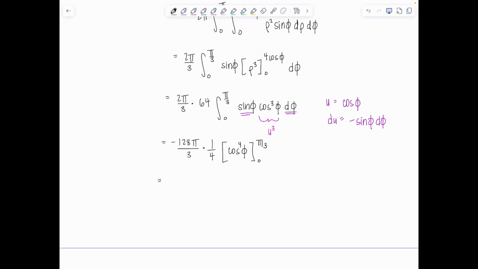4 goes into 128, doesn't it? 64, 32. Negative 32 pi over 3 times cosine of pi over 3 to the 4th, minus 1 to the 4th. You're doing good with your trig. Yes? So what is this? 1/16 minus 1? Negative 15 over 16? I'm going to make it positive and then get rid of the other negative that was out here.